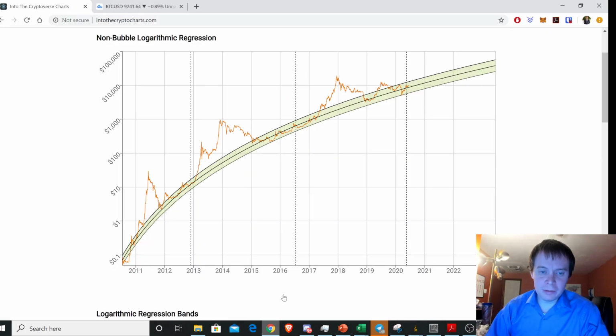Remember, if you want to follow along with the primary regression chart, just go to intothecryptocharts.com and you can see it. It's updated live. You can see our current price and then the non-bubble price, which means this is where we would be if basically on this fitted line here. So make sure to check that out.